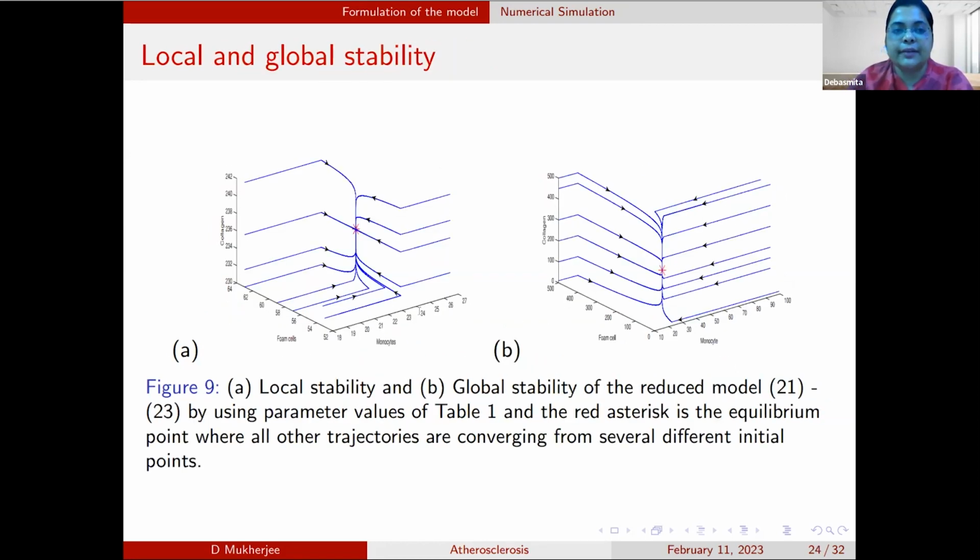Now this is the diagram for the local and global stability of the reduced model. This is monocytes, foam cells, and collagen. Here we can take multiple initial conditions, and with multiple initial conditions, we will see that all the trajectories converge to the equilibrium point. So these are the equilibrium points over here.